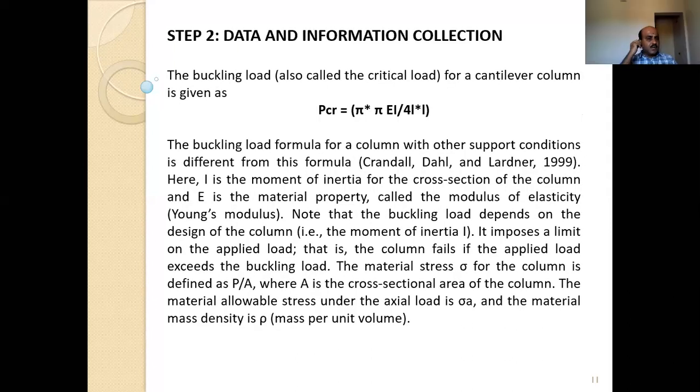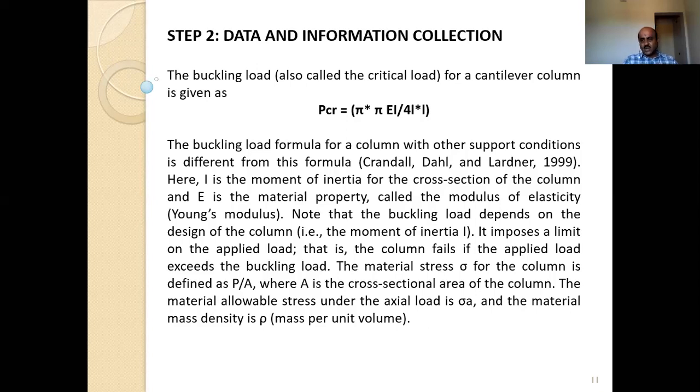So this is the data and information collection. We have the buckling load for a cantilever column, the crippling load, pi square EI by 4L square. The buckling load formula for a column with different support conditions is different from this formula. Here I is the moment of inertia for the cross section of the column and E is the material property called modulus of elasticity. Note that the buckling load depends on the design of the column. It imposes a limit on the applied load. The column fails if the applied load exceeds the buckling load. The material stress sigma for the column is defined as P by A, where A is the cross-sectional area of the column. The material normal stress under the axial load is sigma a, and the material density is rho.